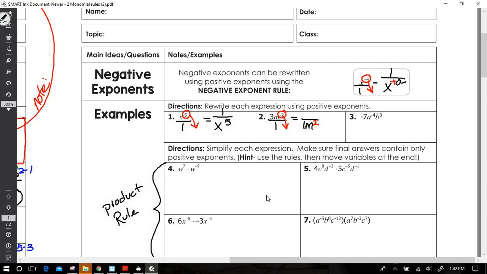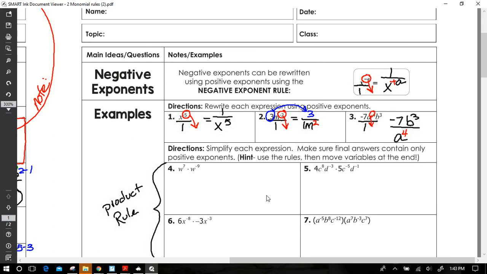What about the 3? Well, the 3 here does not have a negative exponent, so it stays on the top. Okay? It stayed right where it was. So I just did that in blue to kind of point it out for you. All right. Why don't you try example number 3? Pause the video and see if you can do number 3 on your own.